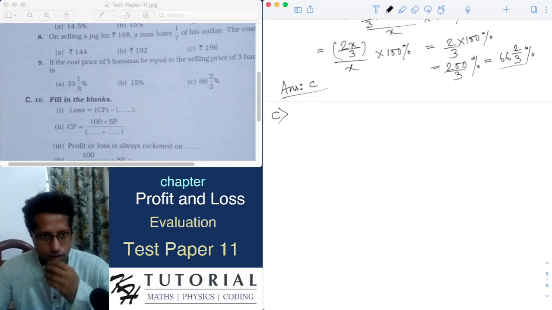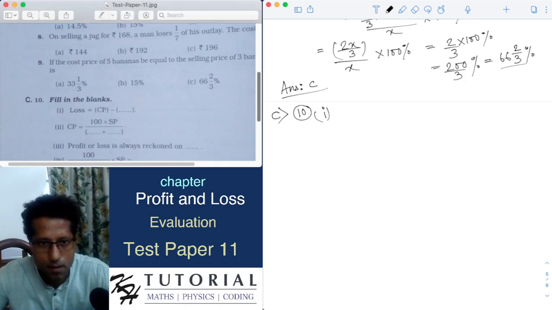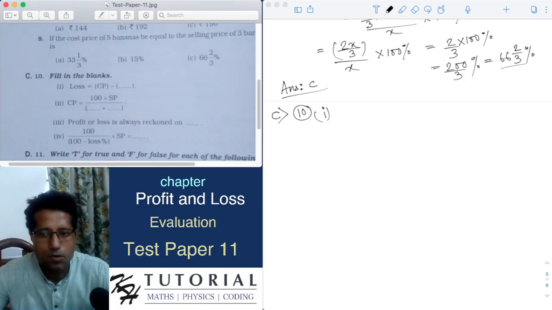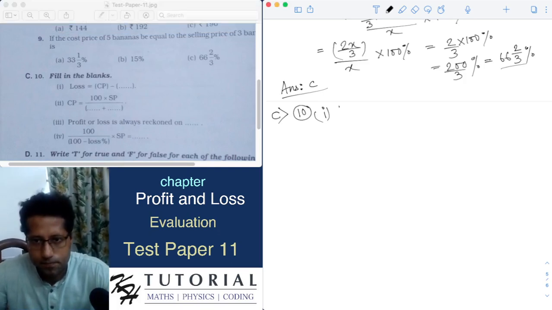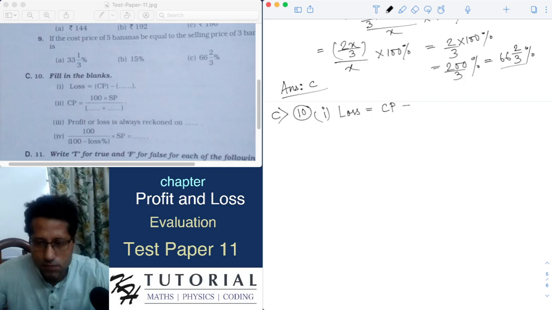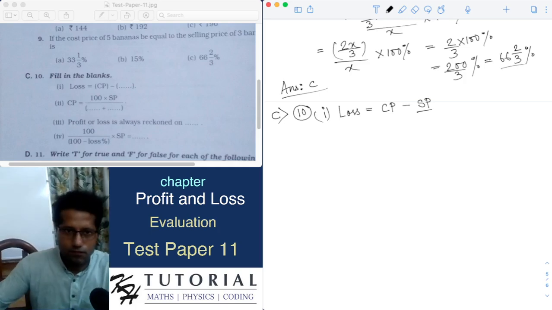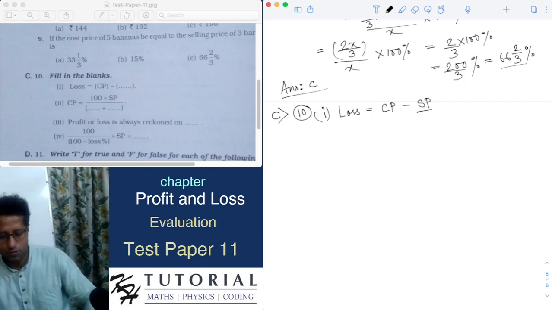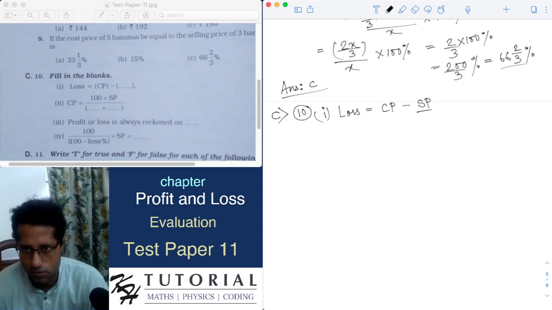Section C: these are fill in the blanks, question number 10, and it has 4 parts. These are all based on fundamental concepts. It says loss equals CP minus dash. The blank will be selling price, because if there is a loss, the cost price will be more and the selling price will be less, and the difference of the cost price and the selling price is the loss.